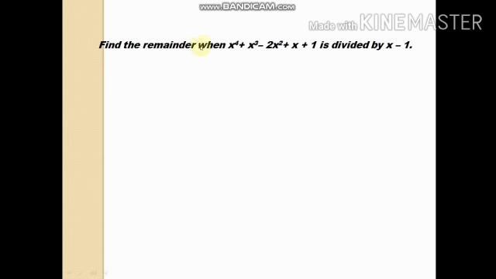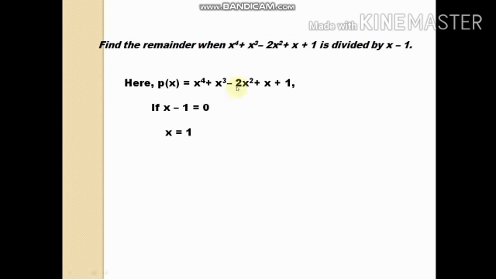Next question is, find the remainder when x^4 + x^3 - 2x^2 + x + 1 is divided by x - 1. Student, for finding the remainder, you have to use the long division method, or there is a shortcut method also. Yes, there is a shortcut method also.